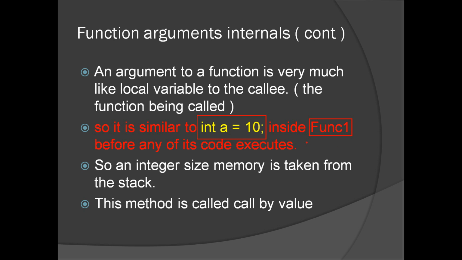This has two implications. One is that an integer-sized amount of memory is used from the stack, and that memory is initialized with 10. This is what is happening when you do call by value. An additional variable is allocated on the stack and it is initialized.